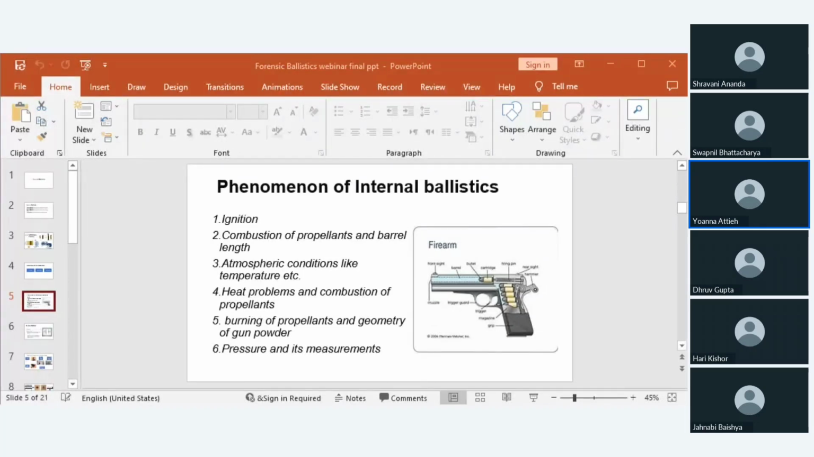Now, when talking about factors affecting combustion and pressure, it's really important to know that the ignition and combustion processes aren't solely determined by the physical properties of the primer and the propellant inside it. Several factors influence how efficiently the propellant burns and how much pressure is generated. One of the most important is the type of propellant. Different gunpowders or other propellants burn at different rates.